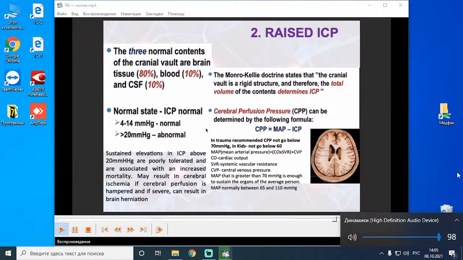In trauma, it is recommended that CPP not go below 70 mmHg. In kids, not below 60.